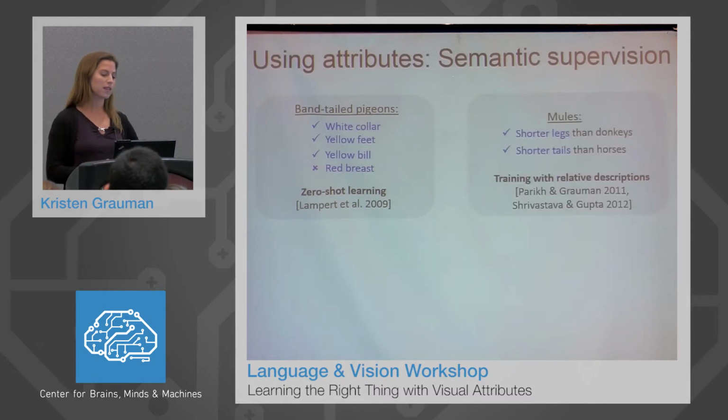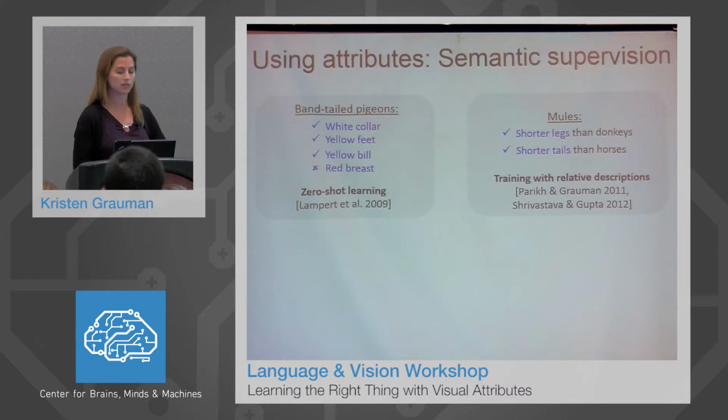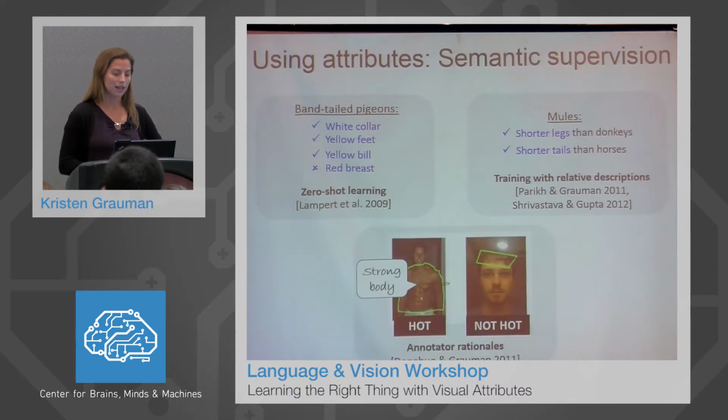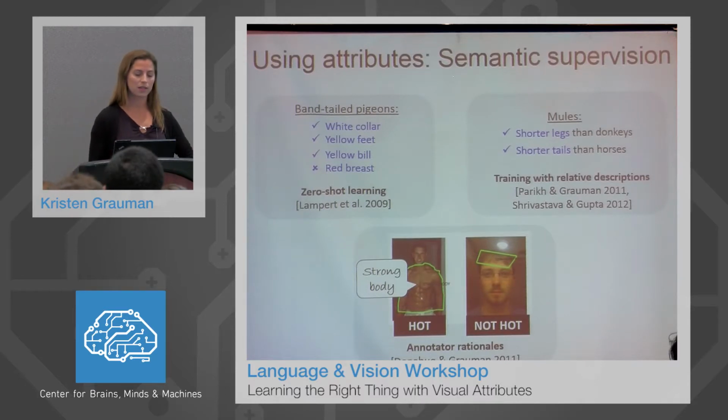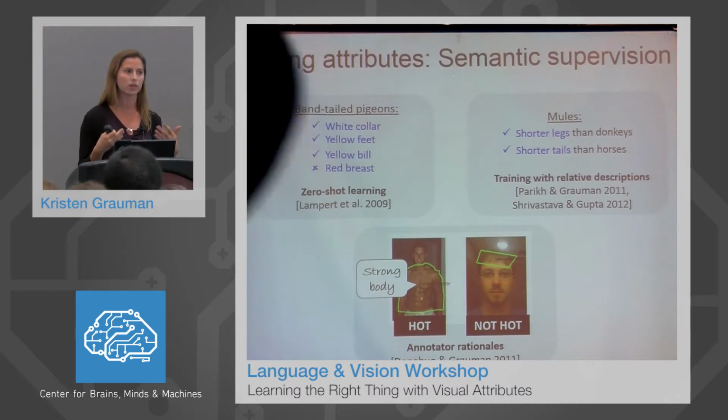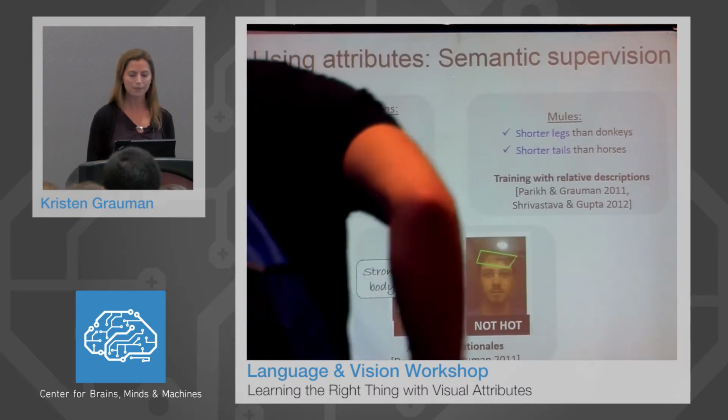Or even in a relative sense, saying, say, a mule has shorter legs than a donkey or shorter tails than horses. And you can also think of teaching beyond the zero-shot sense, even enriching the labels that we give. So instead of just saying that someone's hot or not, you could also be describing the properties. People, including work from my group, have looked at how to deepen those labels so that you're not just assigning a label to a data point, but you're really enriching it with why the label exists.